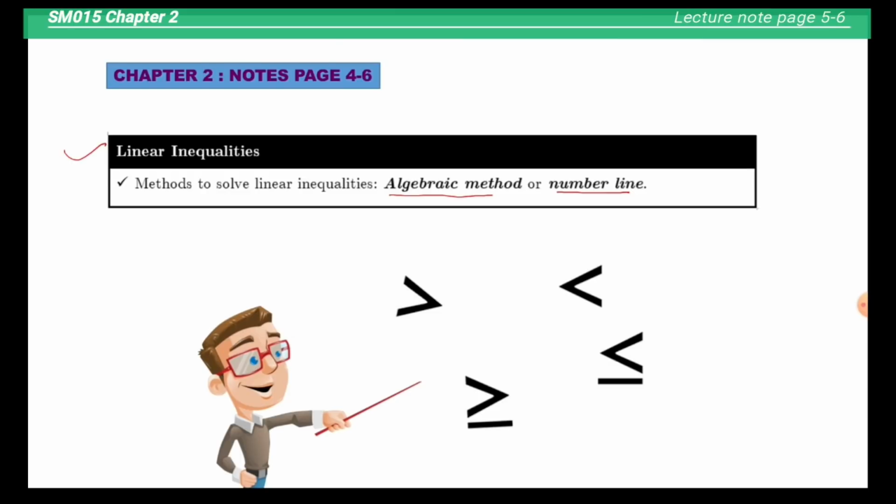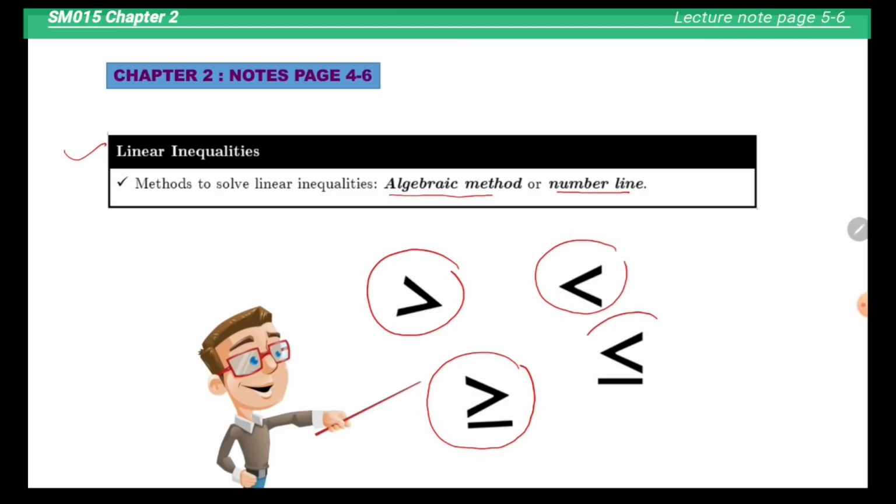Starting from now, we're going to use a lot of this symbol that we have here. For example, we have greater than or less than, or if we have the underline here, it is greater than or equal to, or less than or equal to. So let's check out the examples that we have here.